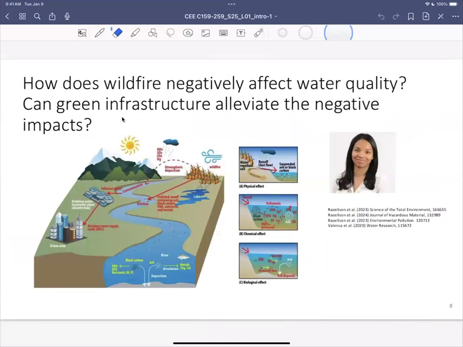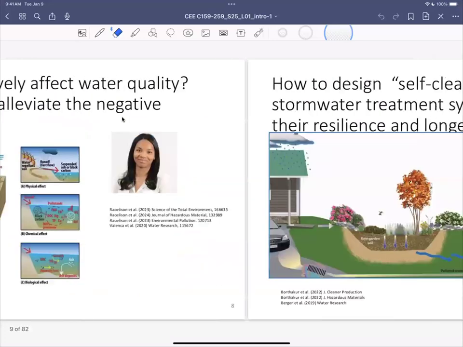One of the things that's very important right now, considering we have multiple fires in LA, is that we do research to understand how wildfire negatively affects water quality and quantity. And more importantly, how green infrastructure can be used to alleviate the negative effects of wildfires. In fact, the class project we are going to explain to you today is related to that. So do check that out. There are multiple publications from our lab on this, so you can always check the website.